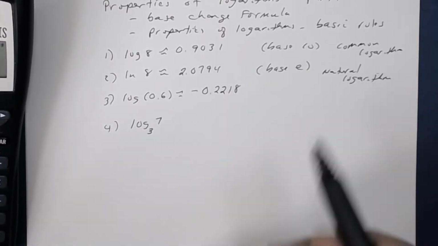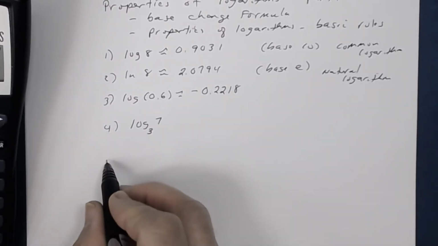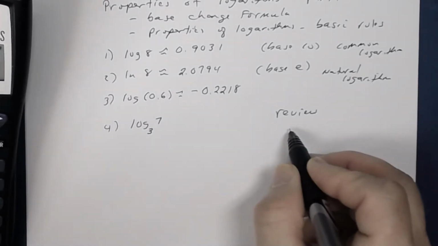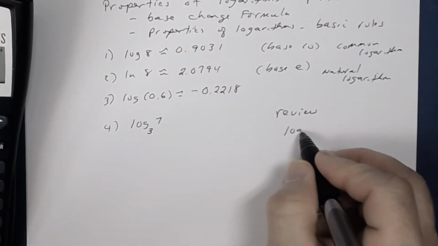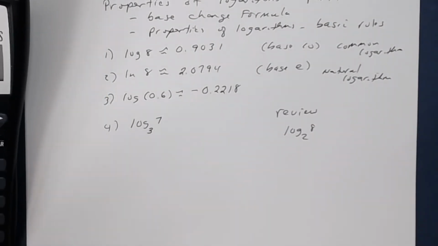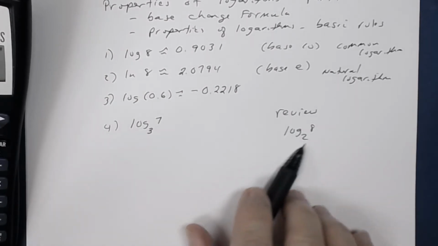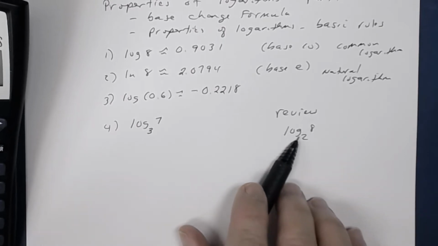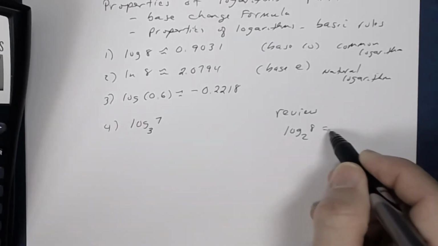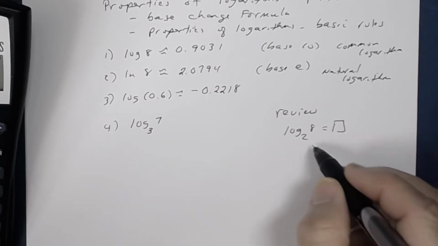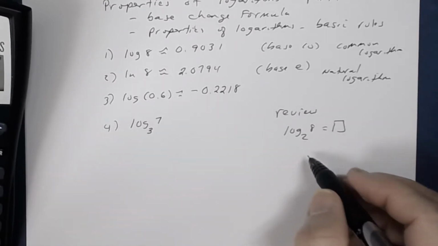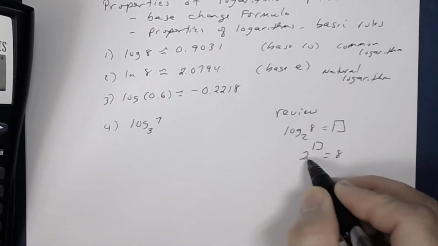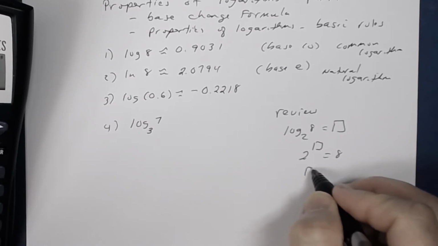Because in a previous lesson, we had something like this. Let's review this. We had log of 8 base 2. I'm evaluating this, but in a previous lesson, I did not have to use my calculator on this. Remember how we did this? We said equals box, and then we converted this log equation to an exponential. So we said 2 to the box is equal to 8. So 2 to what power is 8? We said 3, so the box would equal 3.